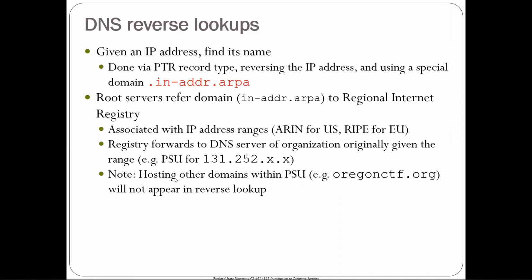One of the things that doesn't show up is that if I point an alias at Portland State addresses, that doesn't show up in a reverse lookup. All of this Oregon CTF stuff that I have running on my machine, it only shows you what the organization has assigned as a name to that machine. But if I control another domain and then I just point it to that IP address, there is no record of that, really, unless you try hard to figure out what that is. Okay, let me continue here.